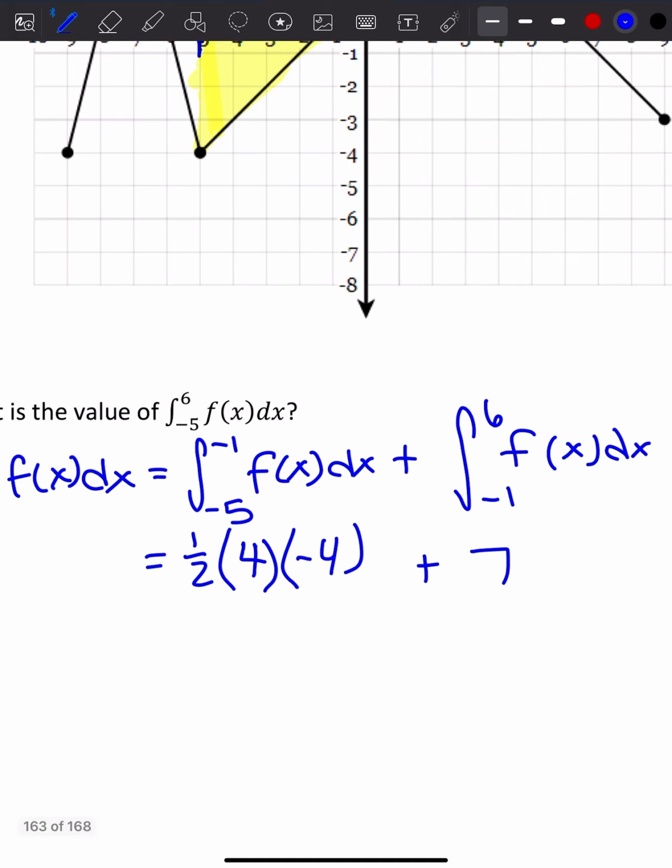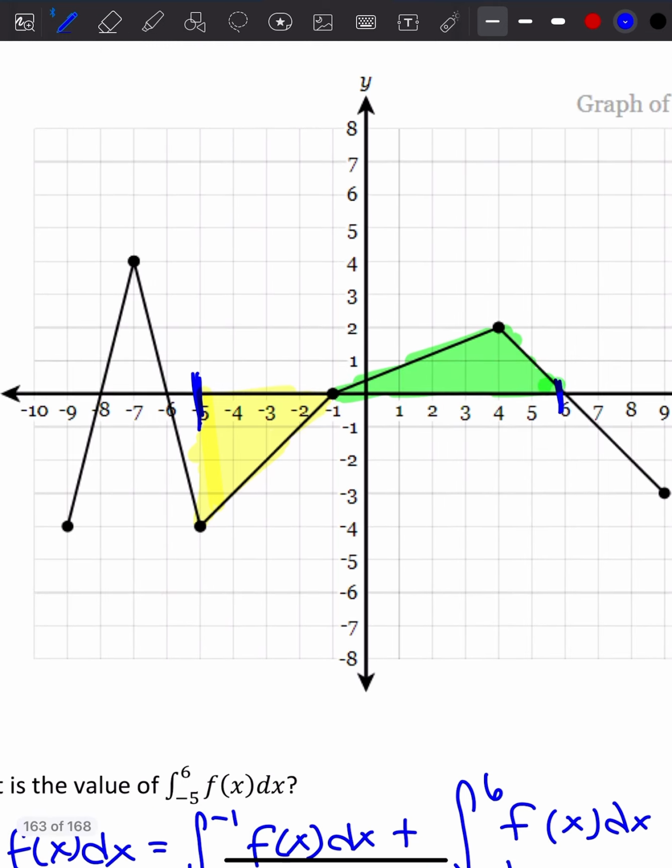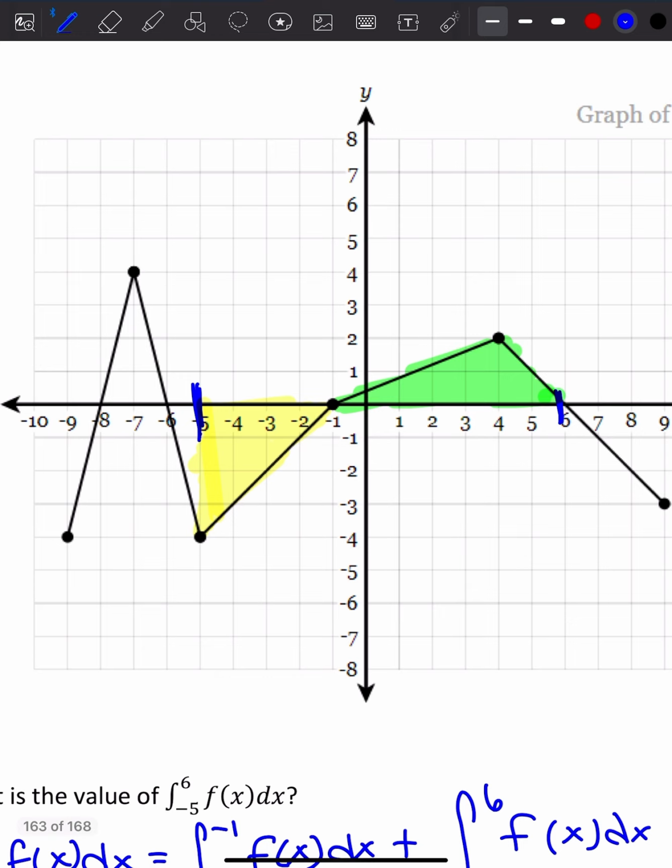So we have 1/2 times 4, which gives us 2, and 2 times -4 gives us -8. And we still have this plus 7, so our total area here is -1. So when we combine these 2 regions, our area between those two is -1.